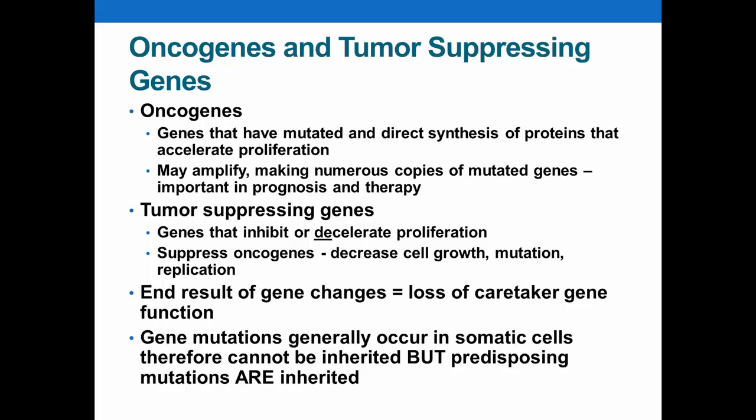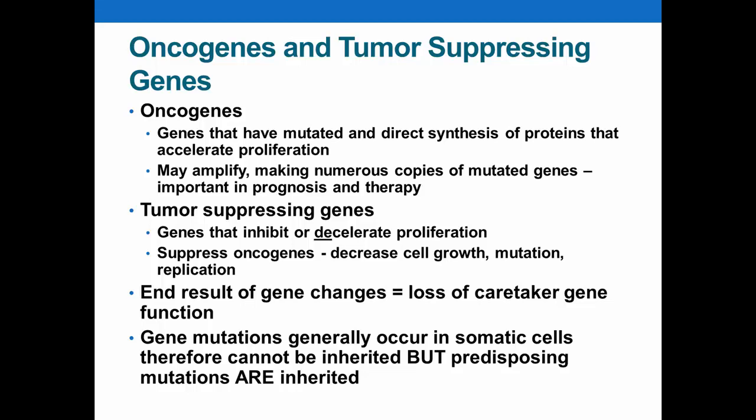The end result of the gene changes, if you have negative gene changes, is you lose the caretaker gene functions. And one of those functions of our caretaker genes is programmed cell death. The second is contact inhibition. Now, the other thing to remember is that these gene mutations generally occur in somatic cells, therefore cannot be inherited. However, predisposing mutations are inherited. So what we mean by that is predisposing genes are BRCA1, BRCA2.